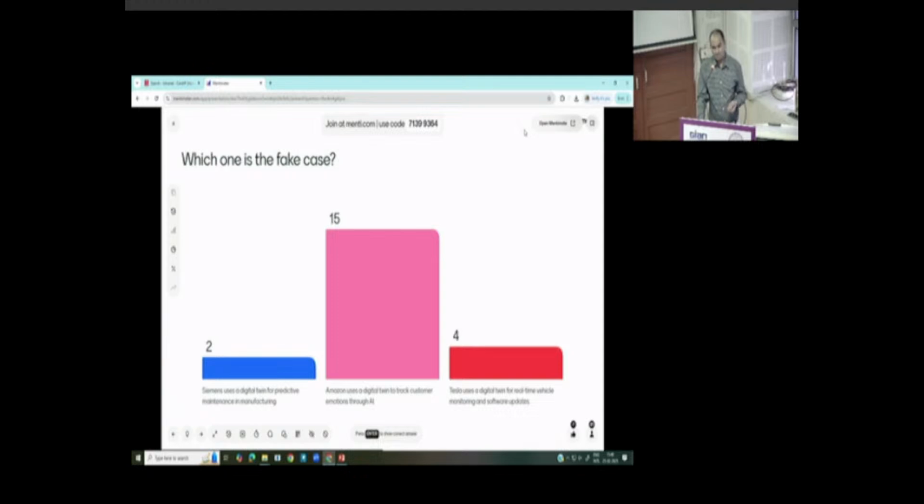What about the second one? Amazon uses a digital twin to track customer emotions through AI. Can you track emotions through a digital twin? No. That's why that's the fake case. What about the third one? Tesla uses a digital twin for real-time vehicle monitoring. Yeah, we have been talking about real-time tracking and real-time visibility. So obviously Tesla uses a digital twin for real-time vehicle monitoring and software updates. So the fake case is the second one.